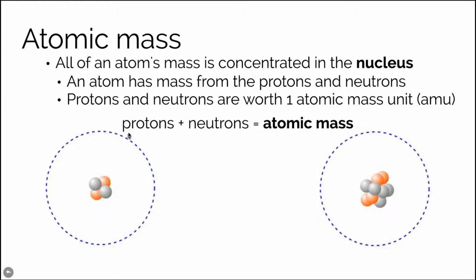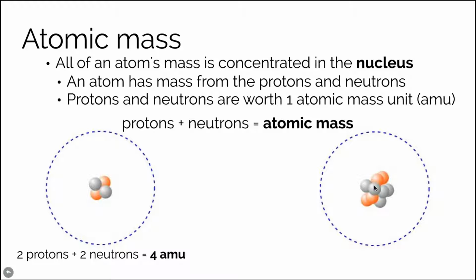And so remember that each one of these, both protons and neutrons, they're worth the same amount. They're always 1 atomic mass unit. All right, so if we were to calculate this one out, we have 2 protons in orange, we have 2 neutrons in gray. And if we add that together, we get the mass of this atom is 4 atomic mass units.